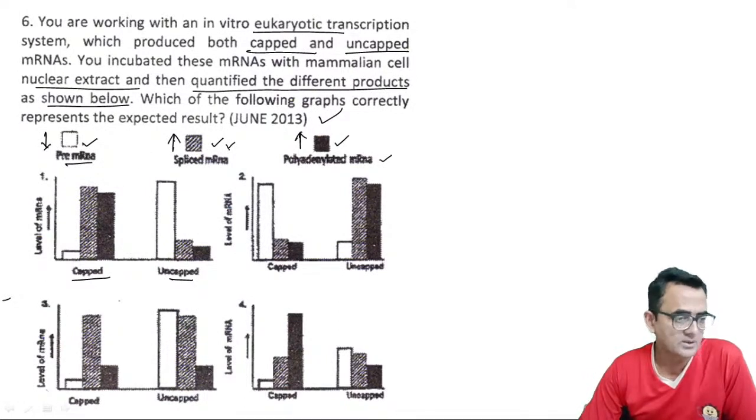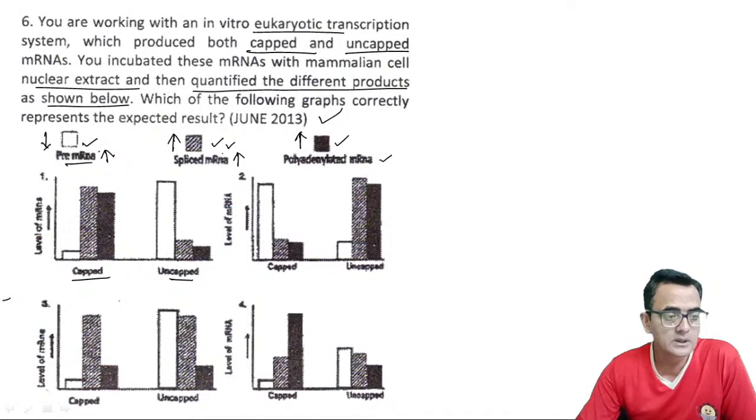But if we are talking about the uncapped condition, what will happen? If capping is not happening, pre-mRNA would be very very high. Understand these things. Pre-mRNA would be very high in the uncapped condition, if the capping mechanism is not working. Splicing will be very low, because we studied earlier that capping triggers and promotes the splicing mechanism, as well as the polyadenylation mechanism. So this will also be less. If this is more, then this will be less. This will be less and this will also be less. The pattern would be that.